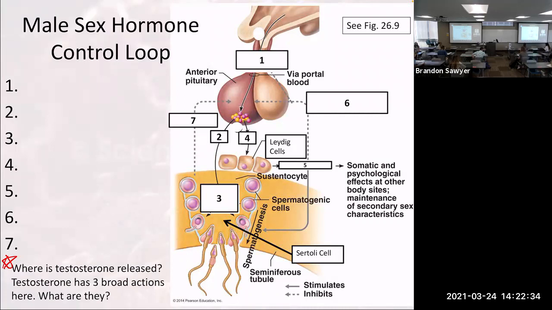So would 3 be the? Maybe 4 is like, maybe, yeah, 4 would be like LH, because that would then stimulate really big cells. And then FSH.